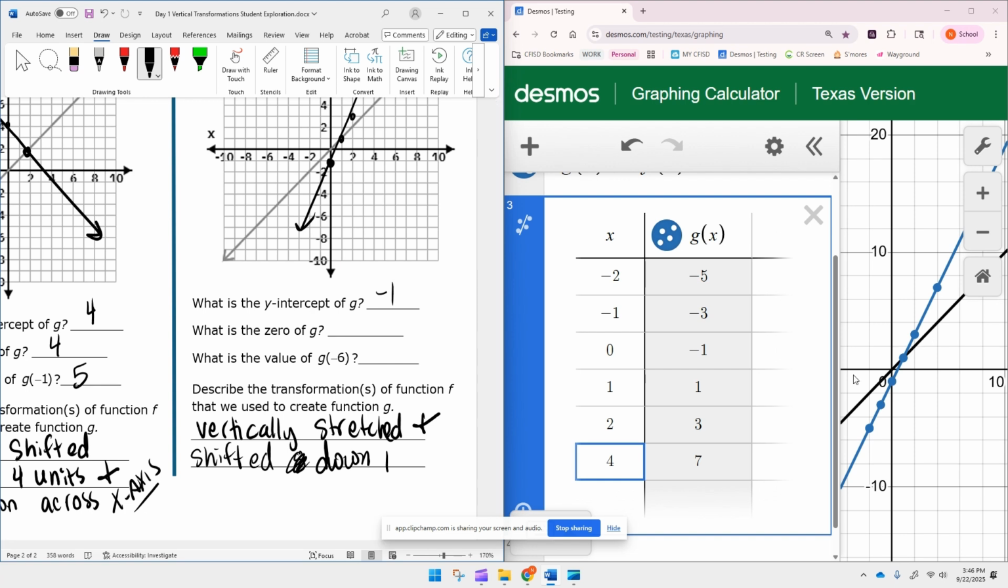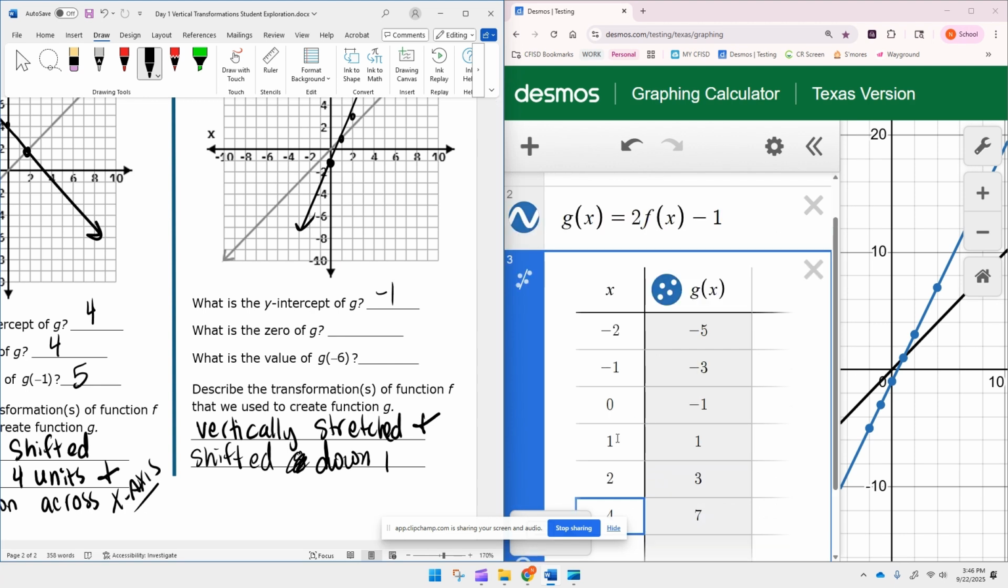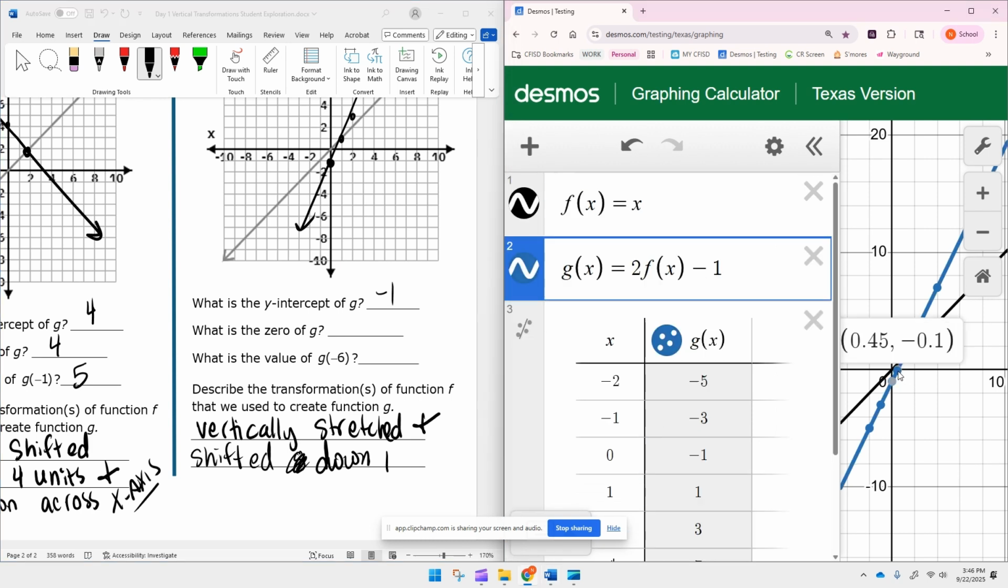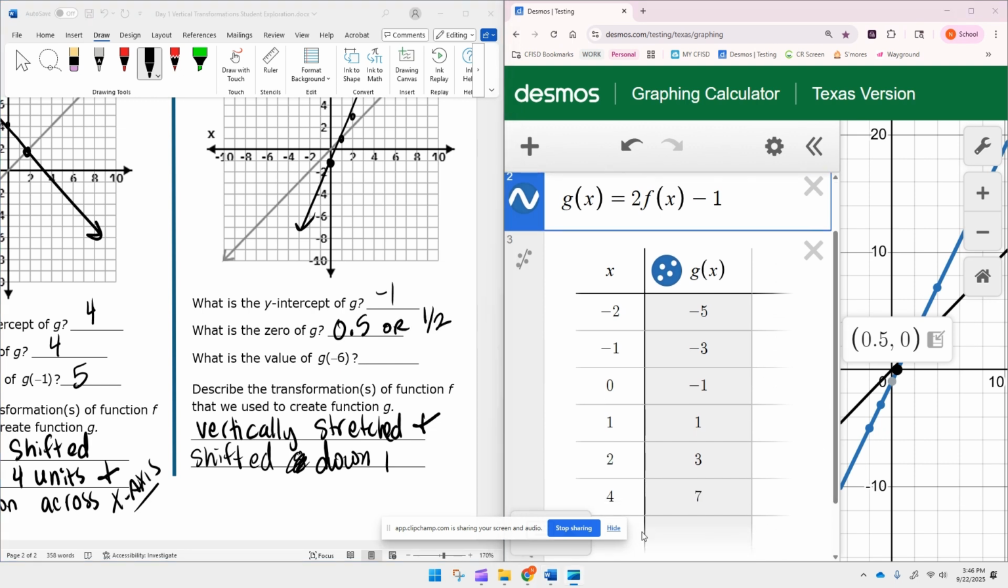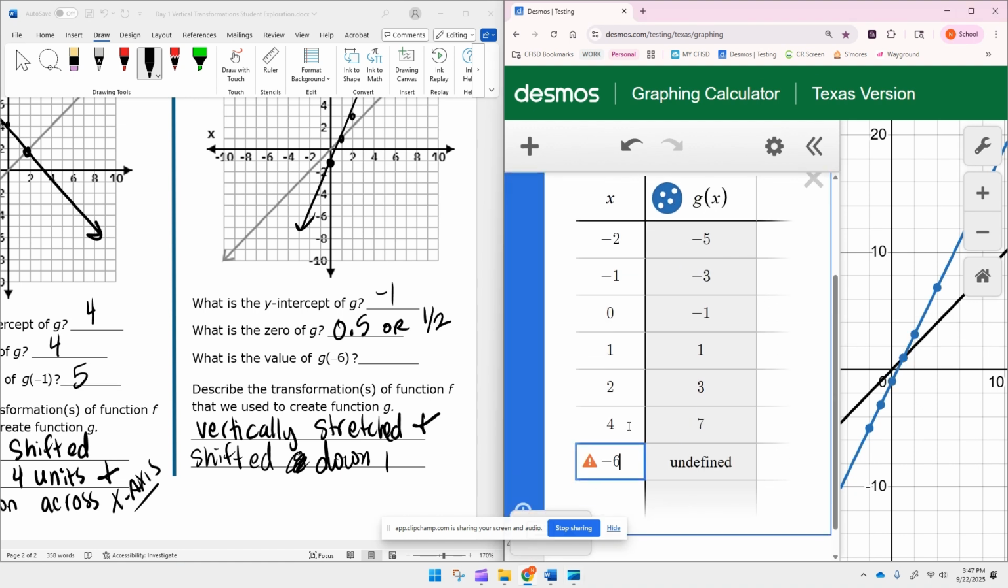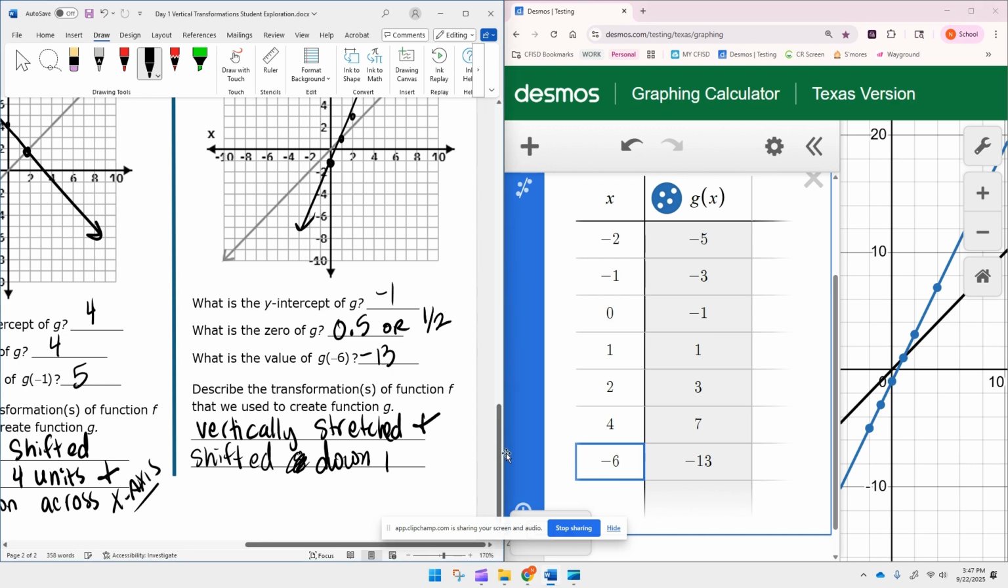And our zero of the graph, okay, I think our zero of the graph is a decimal. Let's see. There it goes. Yep. Our zero of the graph is 0.5 or 1/2. And let's find the value of -6. Remember, we can type in our x value down here. So I'm just going to type this as -6, and that will give me -13.